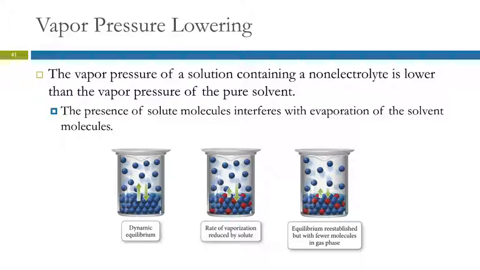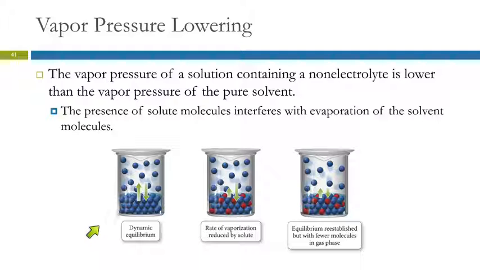So vapor pressure lowering is a colligative property. The vapor pressure of a solution that has a solute in it, a non-electrolyte, is lower than the vapor pressure of the pure solvent. And here we're looking at non-volatile solutes. So like if you put salt into water, it will reduce the vapor pressure of the water.